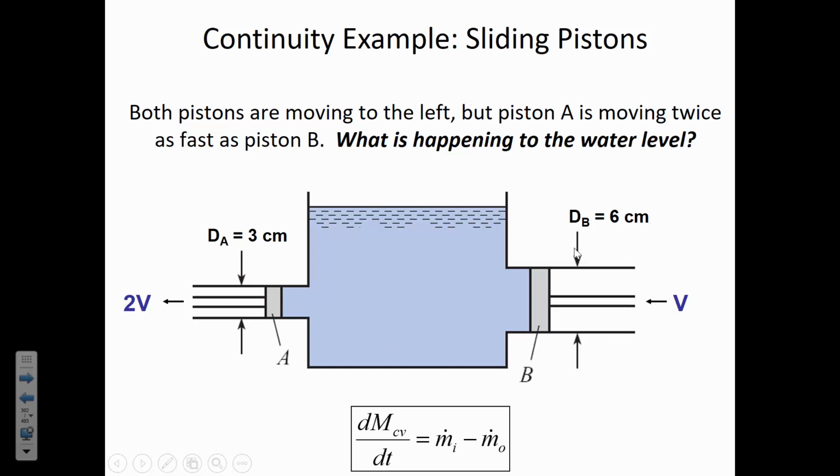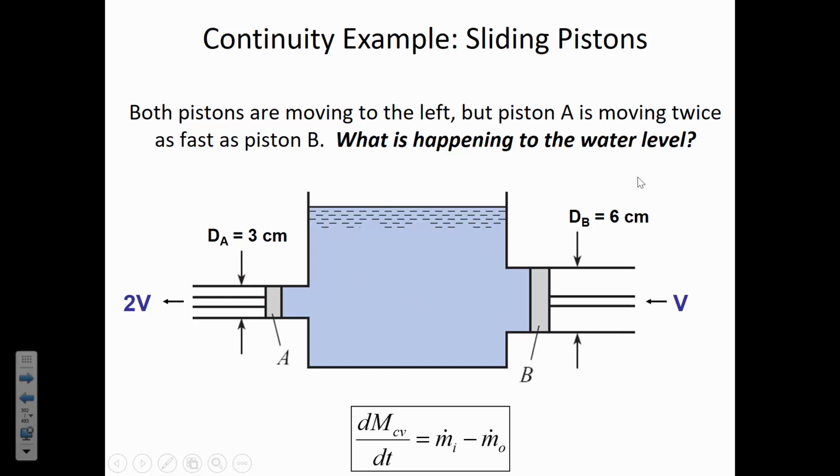So it's not the diameter. Remember, it's the cross-sectional area. So the first reaction is, well, since it's double the velocity but half the diameter, maybe it's steady. But Q equals V times A. It's not Q equals V times D. And so in this one, the area A is going to be 1/4 the area at B.